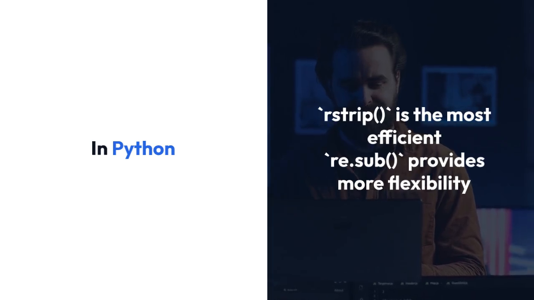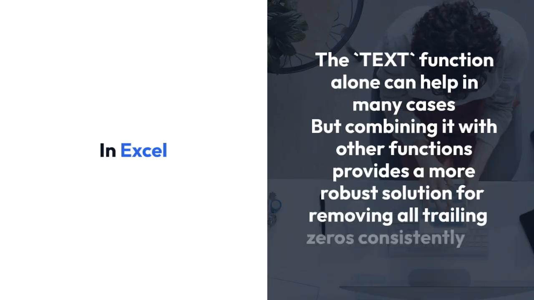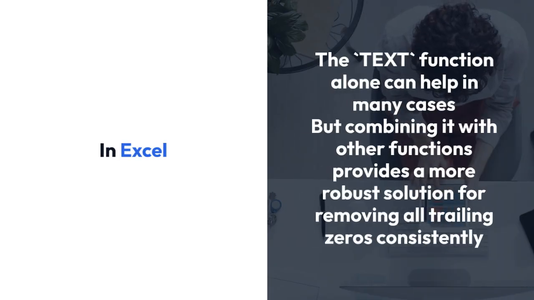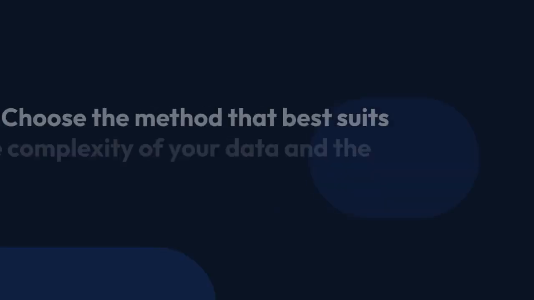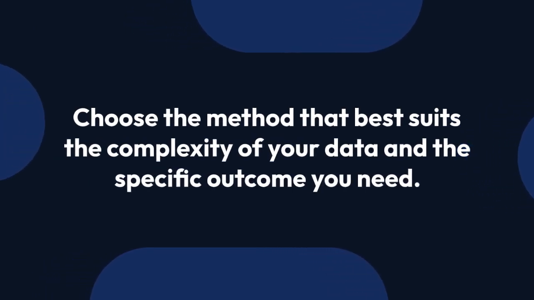This approach requires more steps, but it guarantees removal of all trailing zeros, even if the number is a whole number. In summary, for Python, rstrip is the most efficient for simple cases, while re.sub provides more flexibility. In Excel, the TEXT function alone can help in many cases, but combining it with other functions provides a more robust solution for removing all trailing zeros consistently. Remember to choose the method that best suits the complexity of your data and the specific outcome you need.